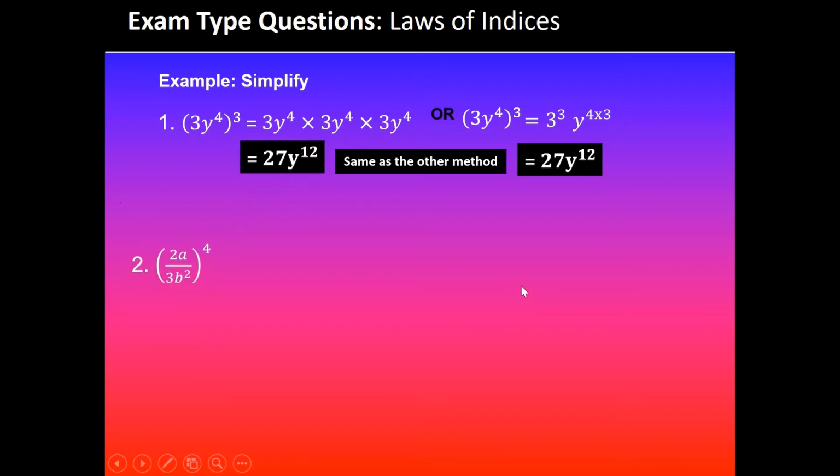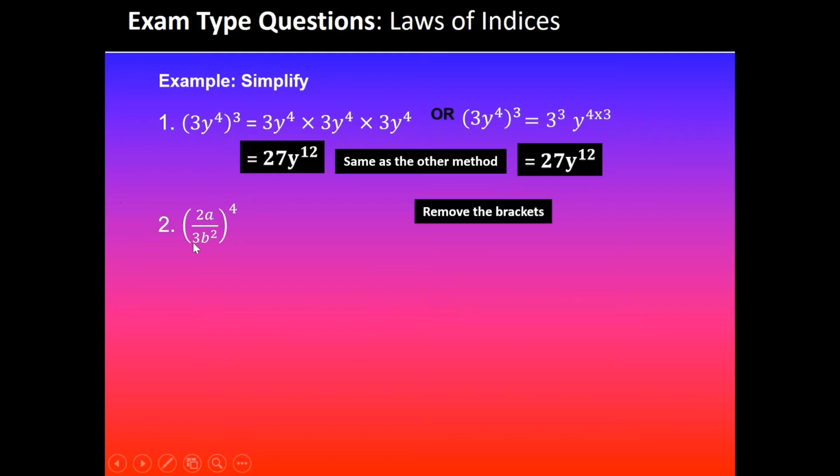Second example. It says simplify (2a over 3b^2) whole thing raised to the power of 4. Now I can do this using the expanded form, but I will try and use laws of indices, which is a quick and easy way of getting the answer. So we'll stick to that one.